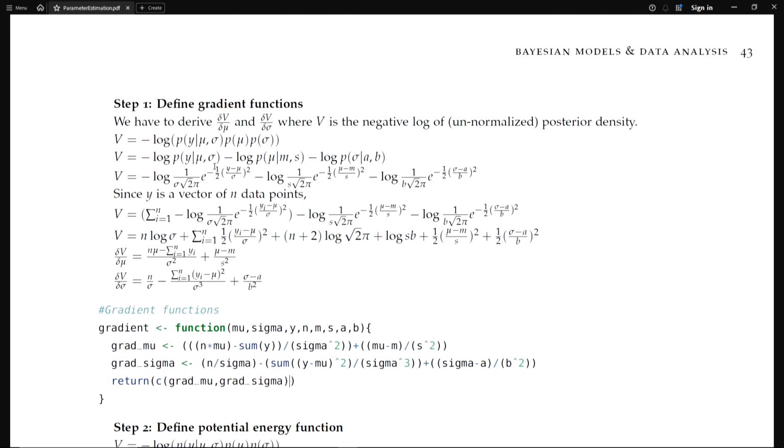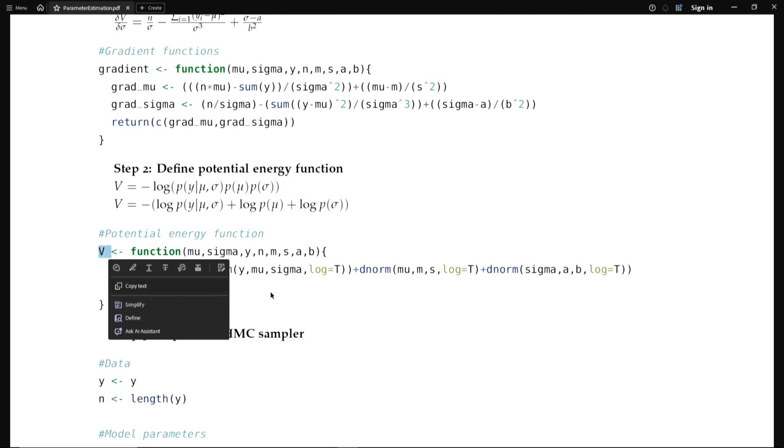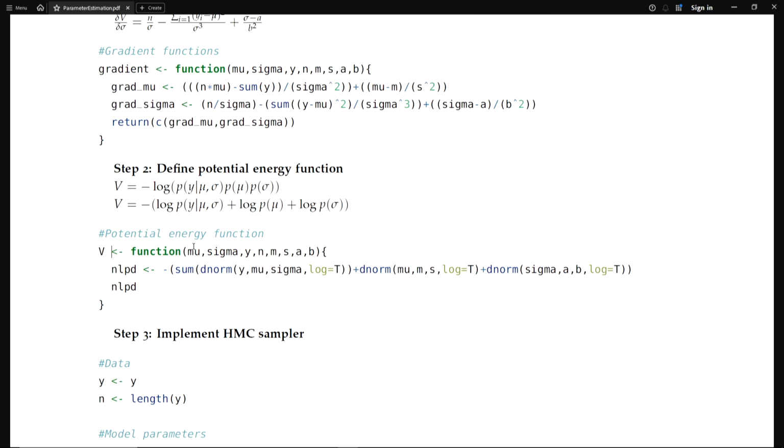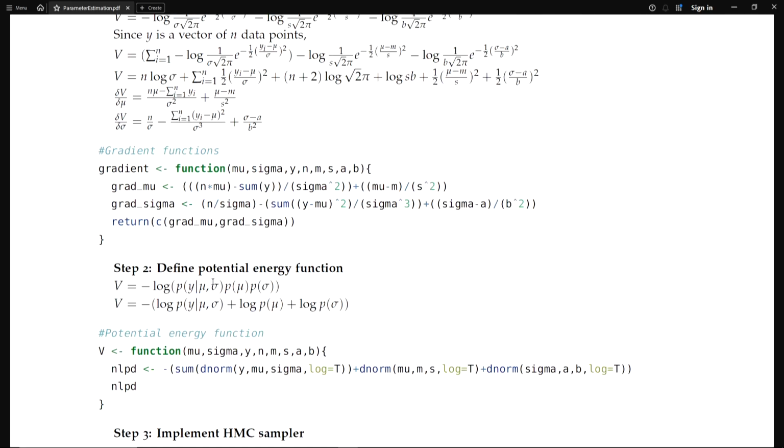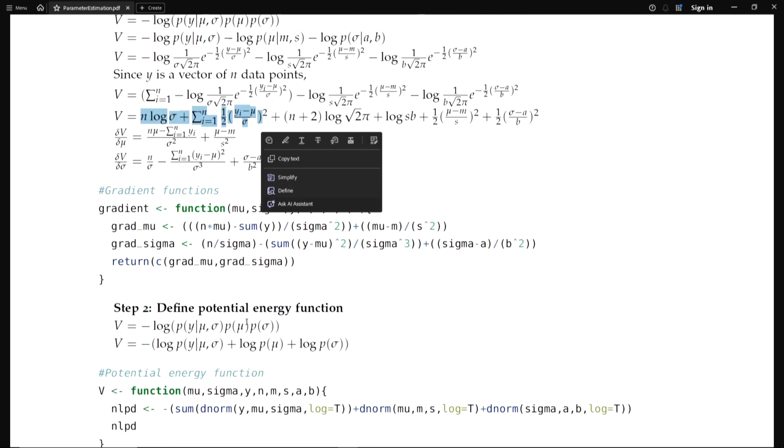That is why the first step is, depending on what your likelihood and prior are, to calculate these gradients, and also the total energy function and potential energy function. For example, here I am calculating the potential energy function. I am passing the same arguments mu, sigma, yn, ms, ab, and this calculates the potential energy function for me. So the potential energy function is basically this, the simplified form we have here. This is what I have done here.